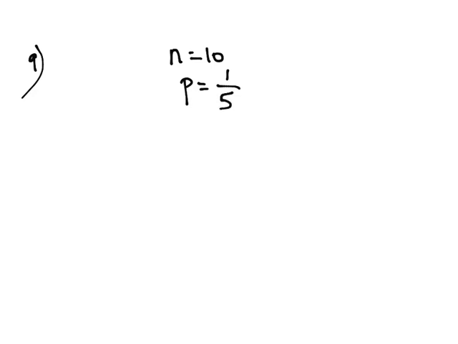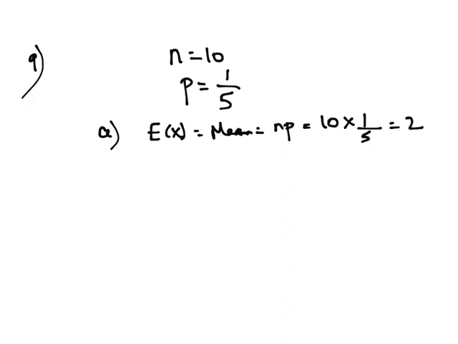Now the first question is, what is the expected number of questions Joe answers correctly? So E of x, that is the mean, which is nothing but np, 10 into 1 by 5, that means 2. So out of 10 questions, he is expected to get 2 answers correct.